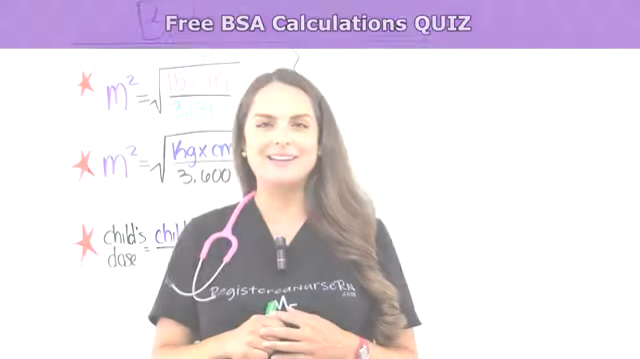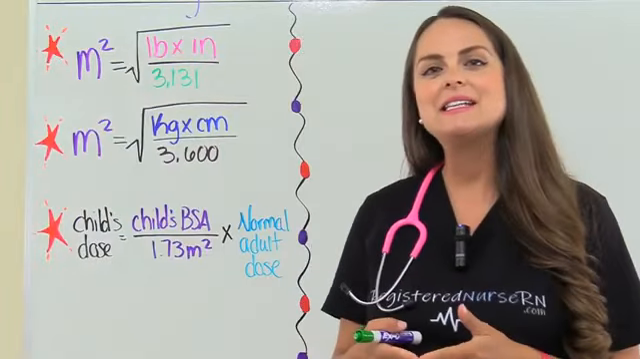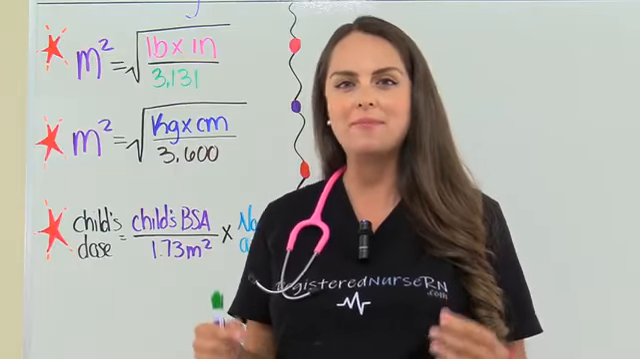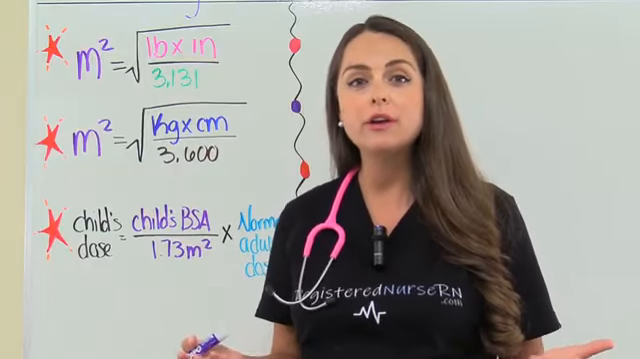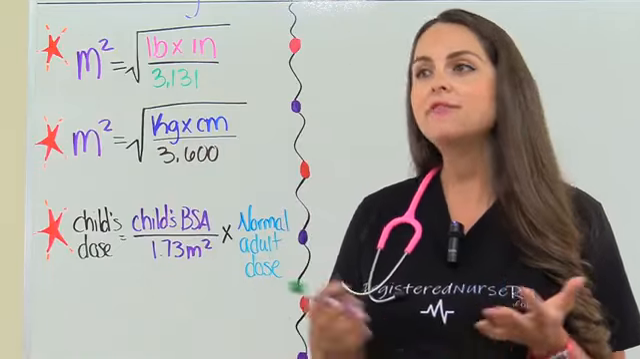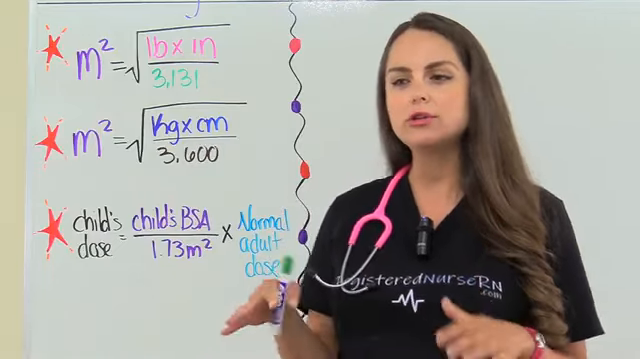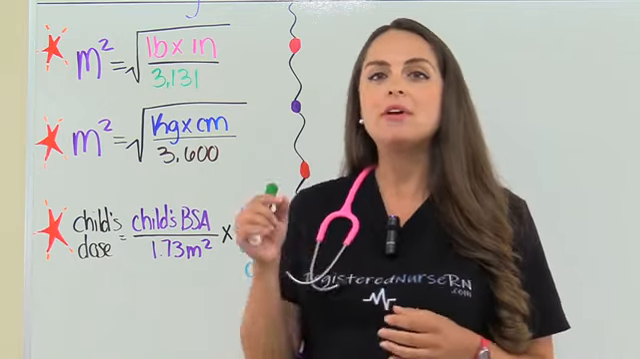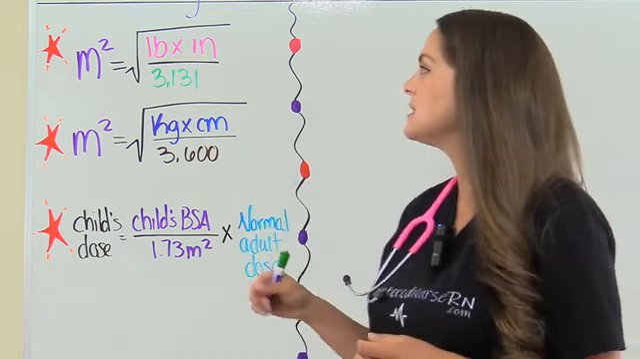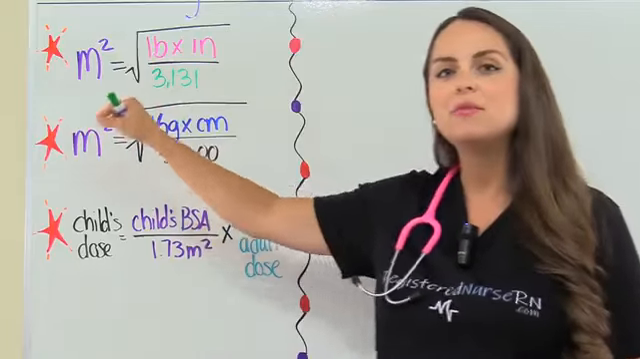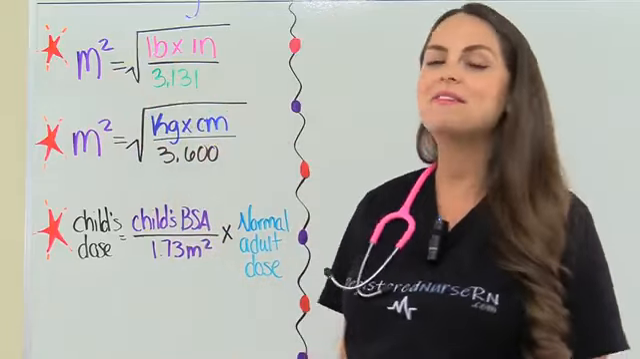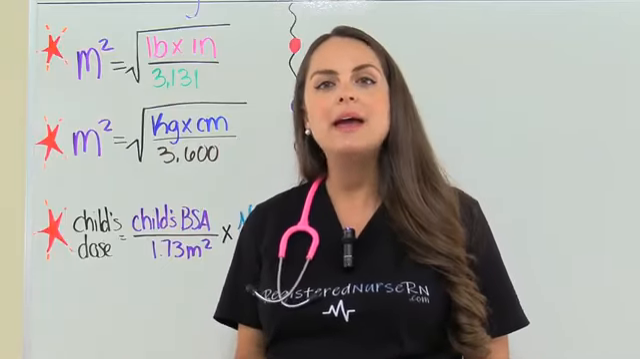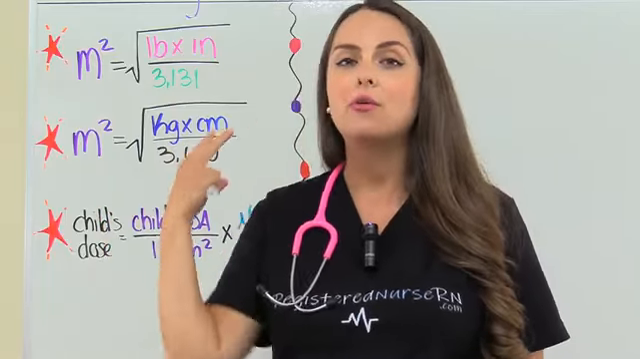So let's get started. Body surface area calculations allow us to calculate the most accurate dosage for a patient. So they're really good for pediatric patients and for patients who are going to be receiving really strong medications such as chemo agents. Now, body surface area is expressed in square meters, so it's an M with a little 2 up there hanging out on the side. And to calculate body surface area, we need to know the patient's height and their weight.